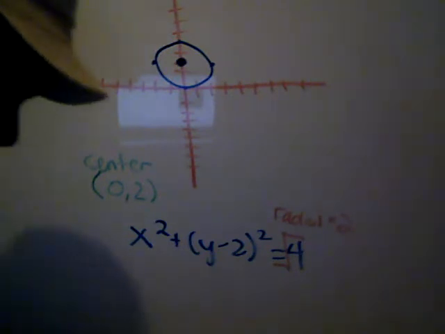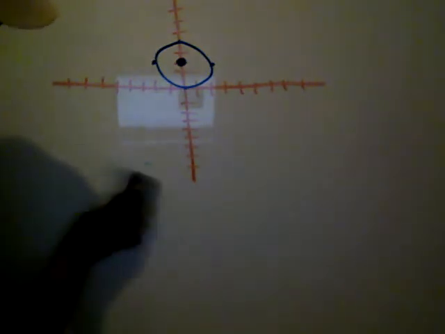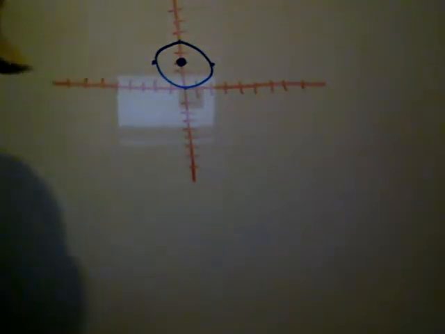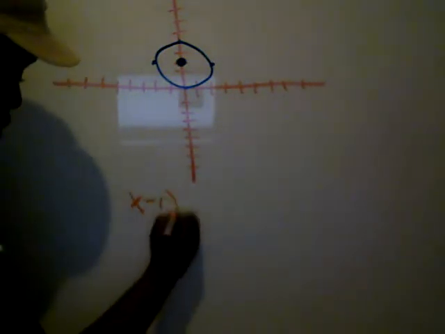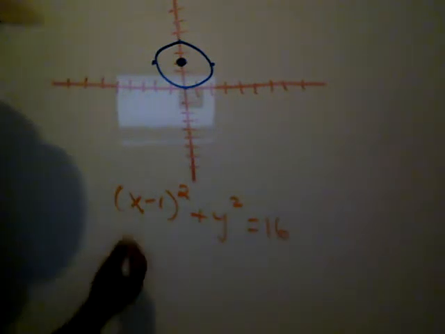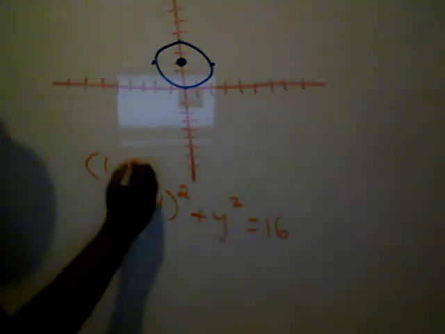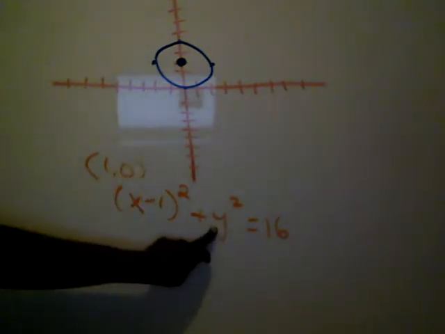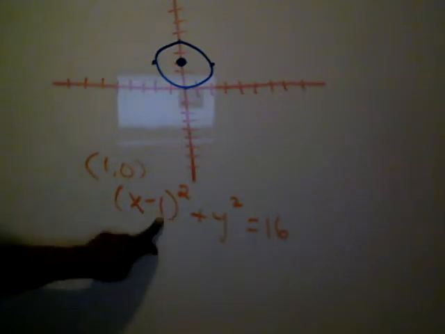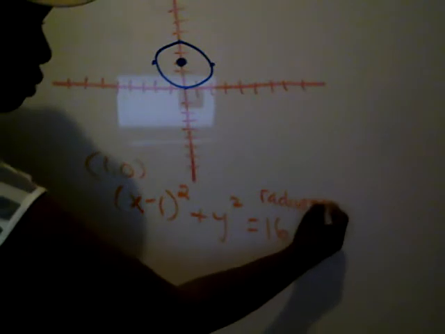For the next one, same idea. I switched it up a little bit. The equation is (x minus 1) squared plus y squared equals 16. Again, we can find our center. Our center is going to be (1, 0). We don't have parentheses for the y, so the y coordinate of the center will be 0. We take the opposite of what's in here for the x, so we take a positive 1. We need the square root of 16, so the radius would be 4.